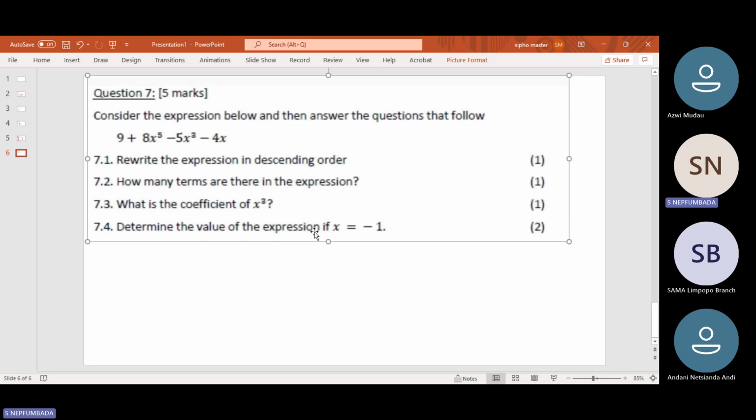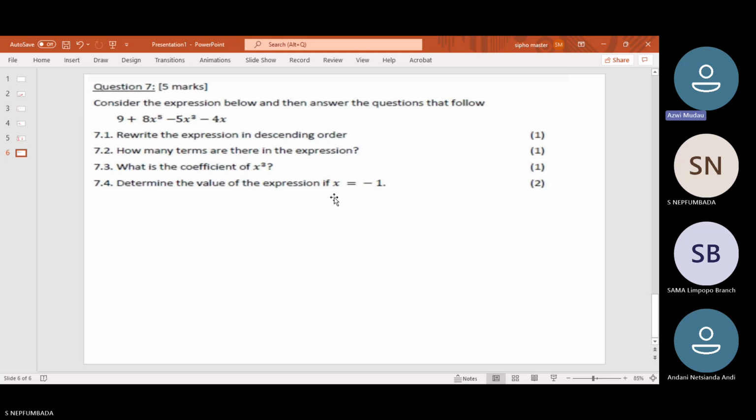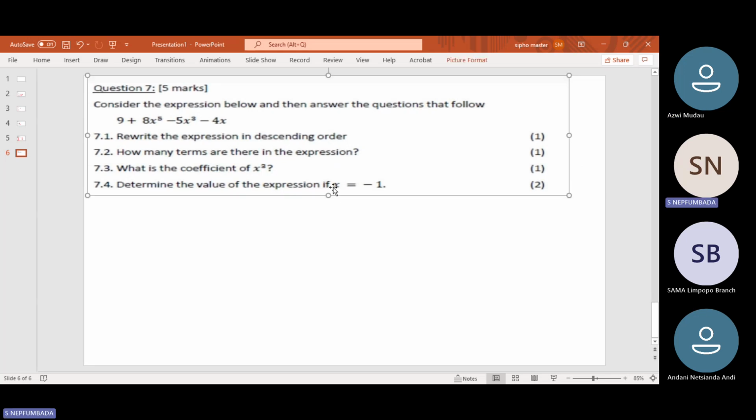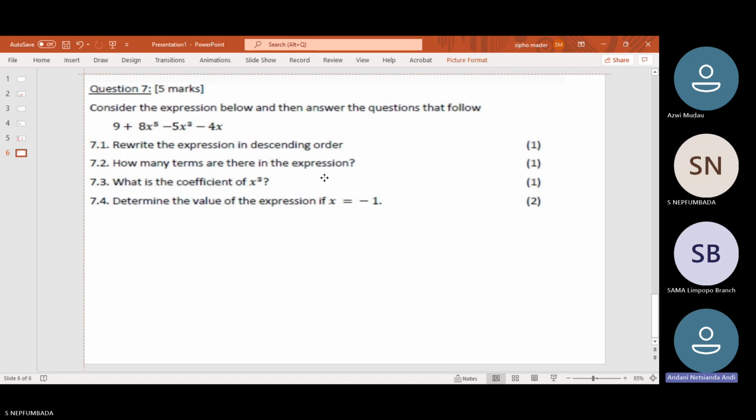Is the question visible? Yes, it is visible. Someone said it is visible. Okay. Let's push.